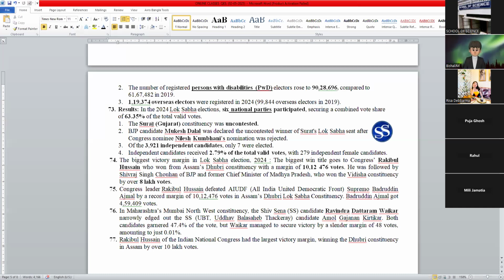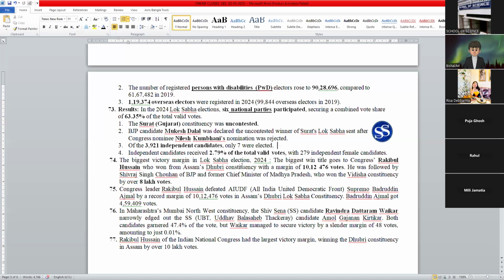Now, results in the 2024 Lok Sabha elections, 6 national parties participated, securing a combined vote share of 63.35% of the total valid votes. The Surat, Gujarat constituency was uncontested. This is very important. BJP candidate Mukesh Dalal was declared the uncontested winner of Surat's Lok Sabha seat after Congress nominee Nilesh Kumbhani's nomination was rejected. Of the 3,921 independent candidates, only 7 were elected. Independent candidates received 2.79% of the total valid votes, including 279 independent female candidates.